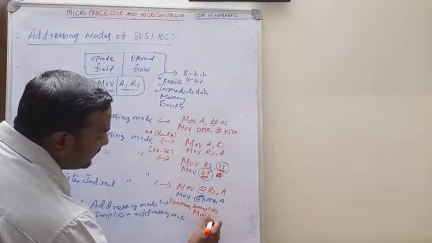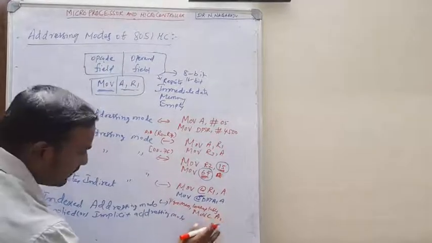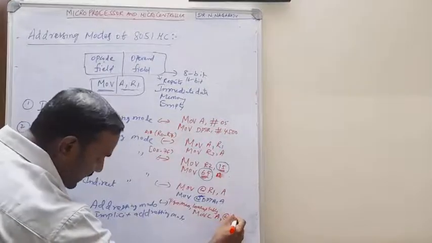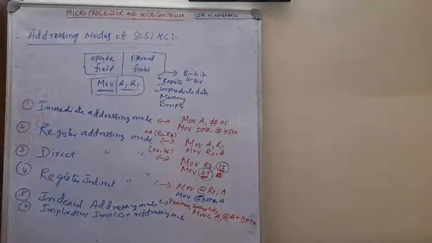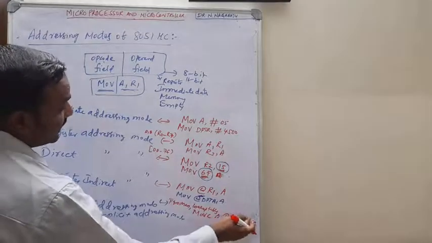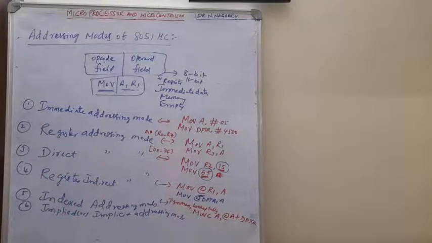Move C, that is, MOVC A comma @A plus DPTR. This is one example. The meaning of this instruction is that the contents of A are added with the DPTR to form the 16-bit address. Whatever content is present at that address is moved to the accumulator. Here C means program code memory, that is program memory.